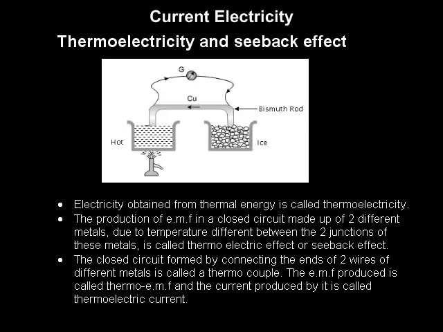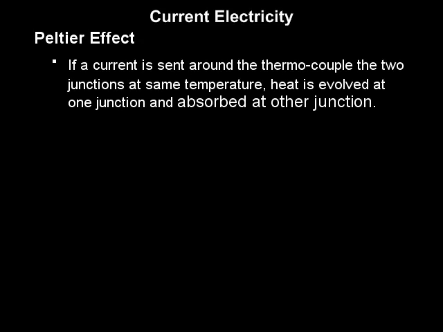The closed circuit formed by connecting the ends of two wires of different metals is called a thermocouple. The EMF produced is called thermo EMF and the current produced is called thermoelectric current. Exactly opposite effect is also obtained, which is known as Peltier effect. If a current is sent around a thermocouple of two junctions, heat is evolved at one junction and it is absorbed at the other junction.